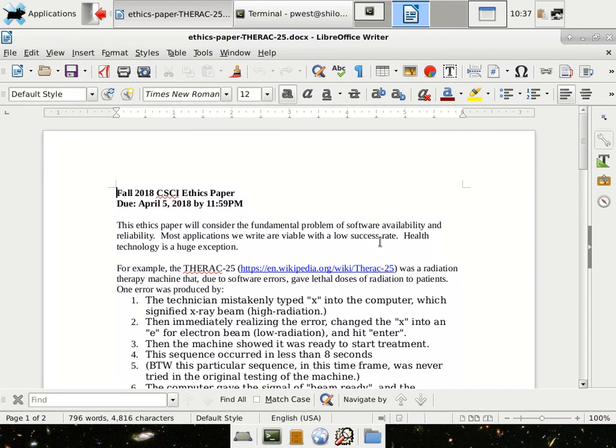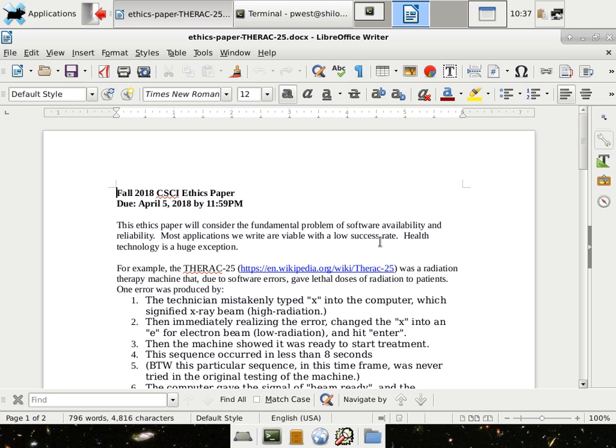Okay, we have to do an ethics paper, so let's go ahead and get this knocked out. On this ethics paper for this semester, we'll consider the fundamental problem of software availability and reliability, aka testing, because y'all have all been good at testing, right? Right? Right? Never. I'm the best at testing.